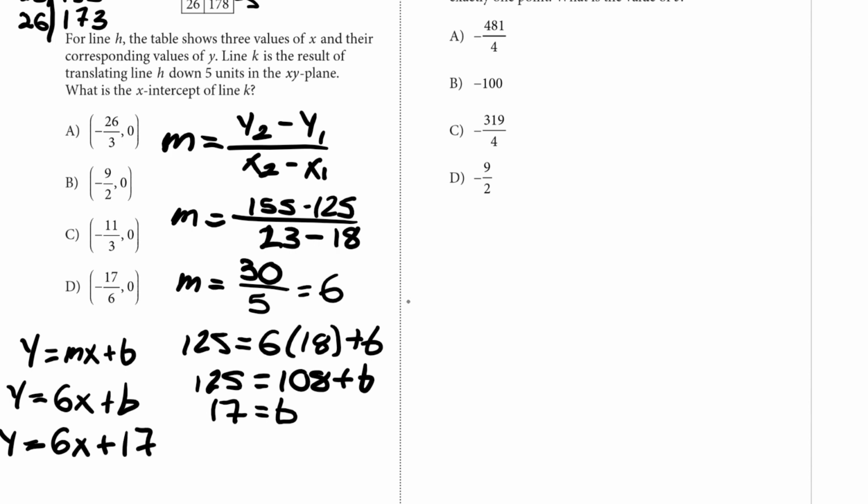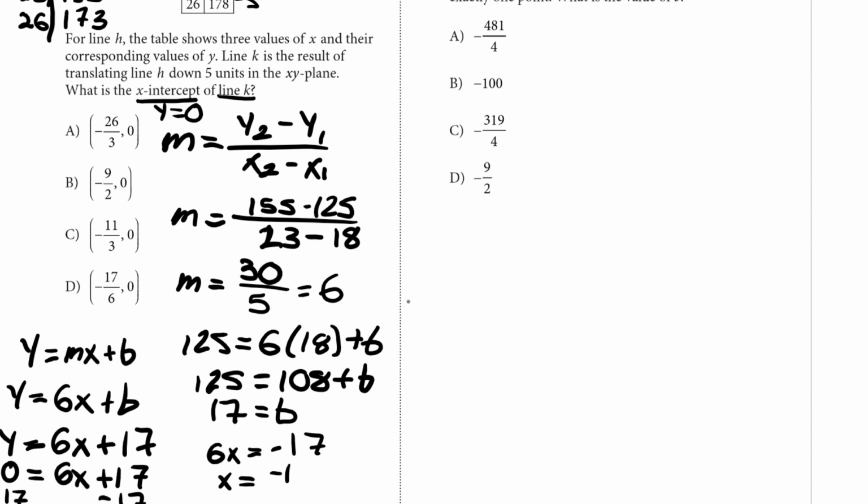The question is asking for the x-intercept of line K. Right now we just have the equation of line K. The way that we find the x-intercept is we set y equal to 0. So instead of y, we're going to plug in 0 equals 6x plus 17. And the objective is to get x by itself. First, we're going to subtract 17 on each side to give us 6x equals negative 17. And then we can divide both sides by 6 to get negative 17 over 6. Or D.